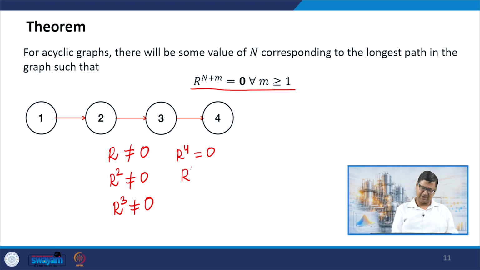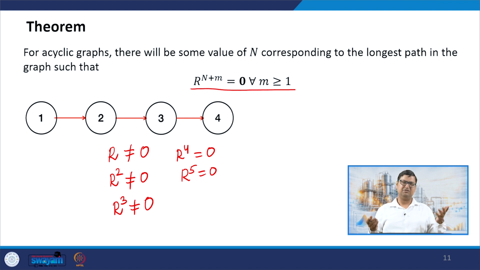And now you can imagine R5 also has to be 0 because R4 is 0, and if you don't have any 4-step paths, you also do not have any 5-step paths and so on. So basically all the higher powers of R beyond R4 are going to be all zeros, right?